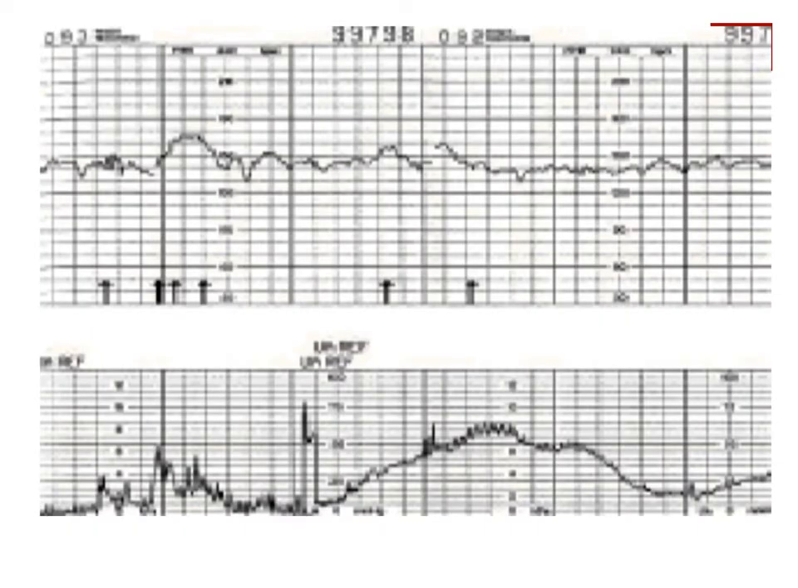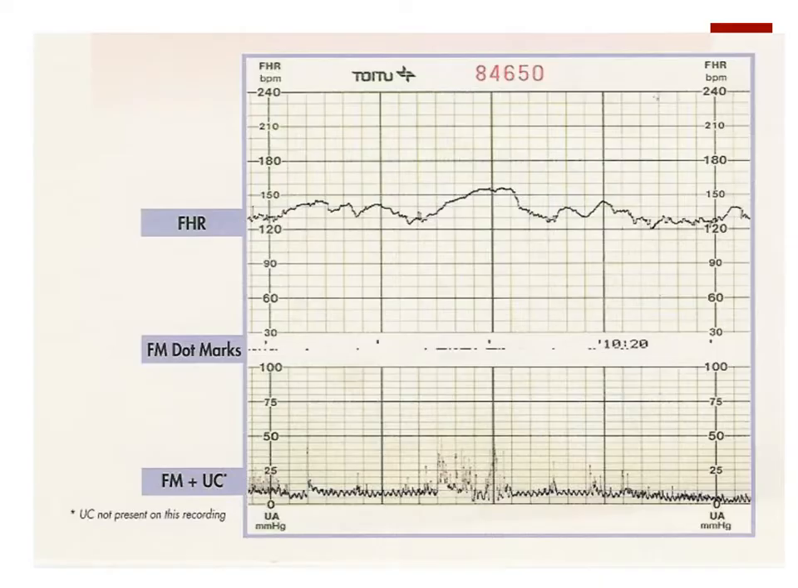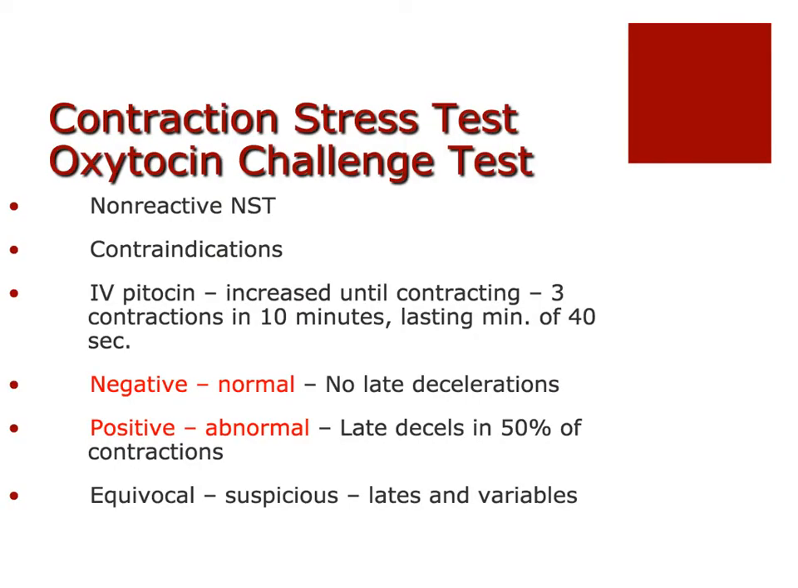Another reactive test. This is showing you just an example of an acceleration. And this is what I was talking about with the oxytocin challenge test. So this woman comes in and is given IV pitocin, and the pitocin is increased until she's having at least 3 contractions in 10-minute spans.